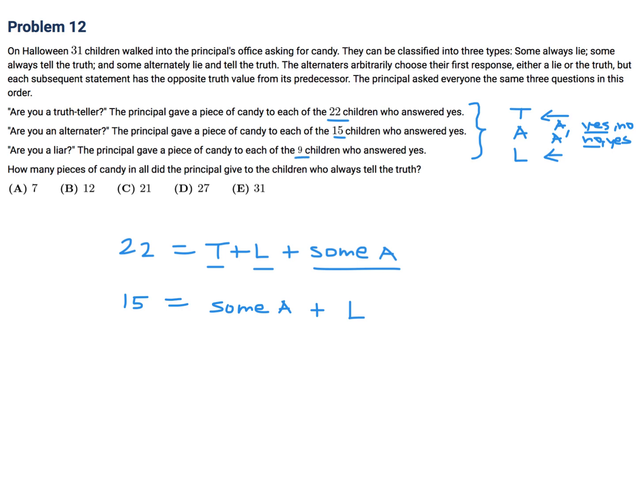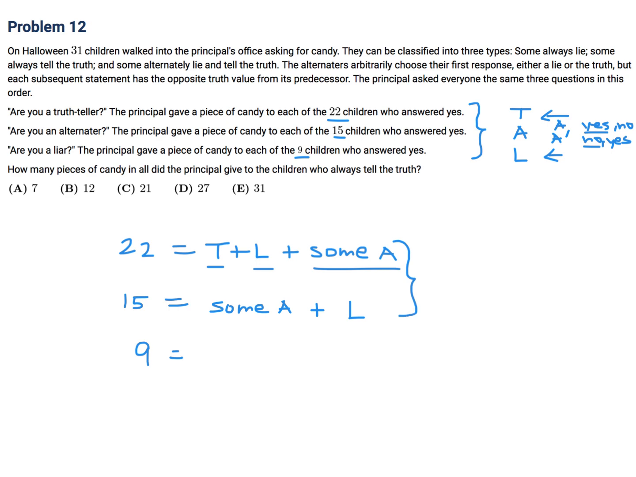And then the last one, are you a liar? That one is a 9. And that one, I'm not sure if we even need that one, so I'm just going to leave that blank for now. I think we're just going to work with these two equations.